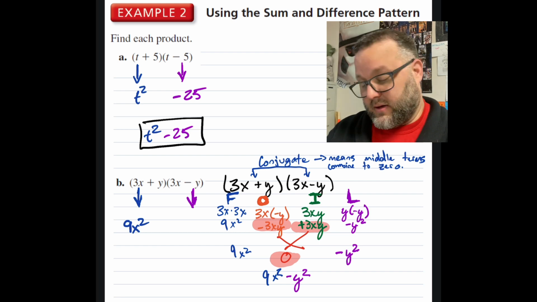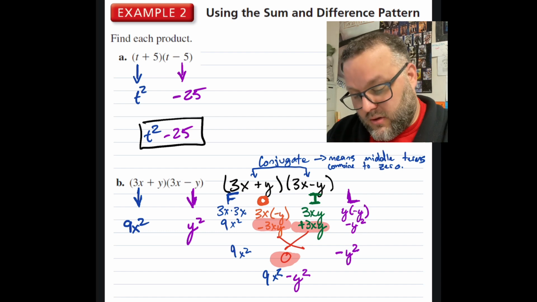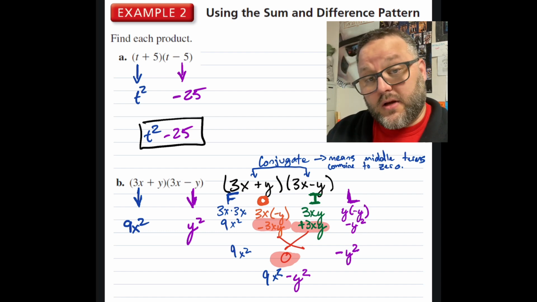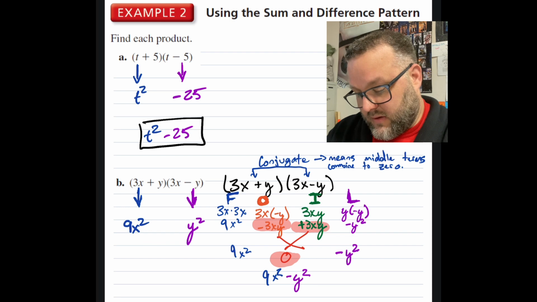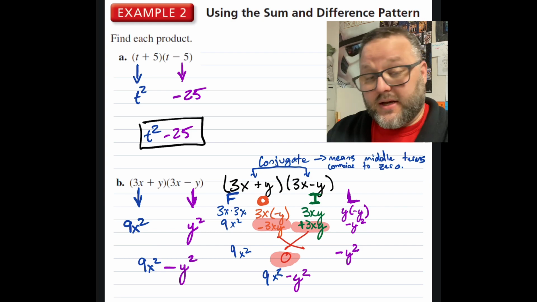All right, now that that's corrected, now I have y times y, which is y squared, and I'm always going to be subtracting when I have conjugates. So I have 9x squared, always subtracting, and my second term squared.